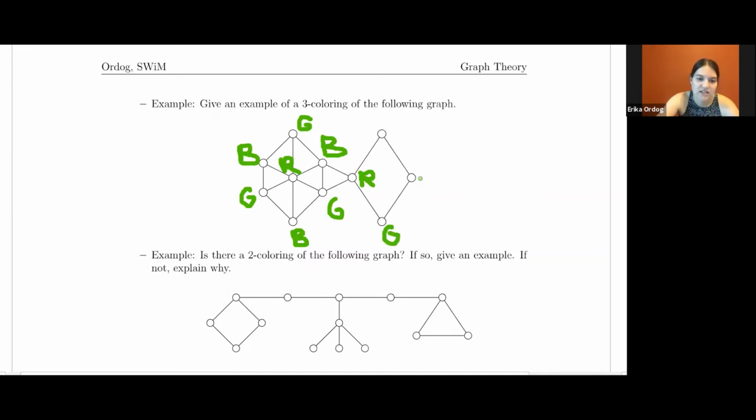This next vertex can be either red or blue. Let's just make it red. And then this last vertex can be green or blue. We'll make it blue. Okay, so we've labeled all of our vertices with colors. No 2 adjacent vertices are the same color, and we've used 3 in total. So this is a 3 coloring of the graph.